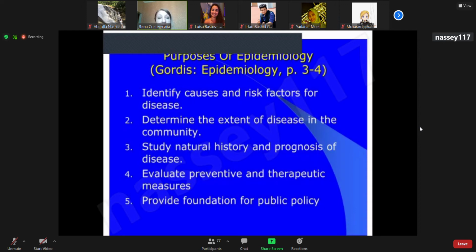So finally, all this, what we have mentioned, is the basis for public health policy. And when we say that epidemiology is a basic fundamental science of public health, we mean that information given by epidemiology serves as a basis for public health policy.